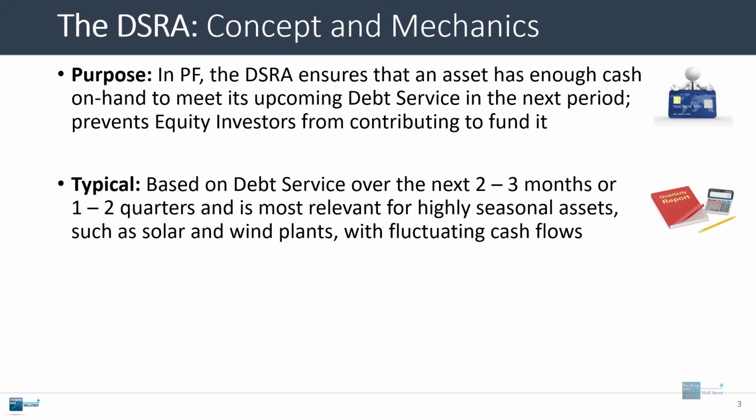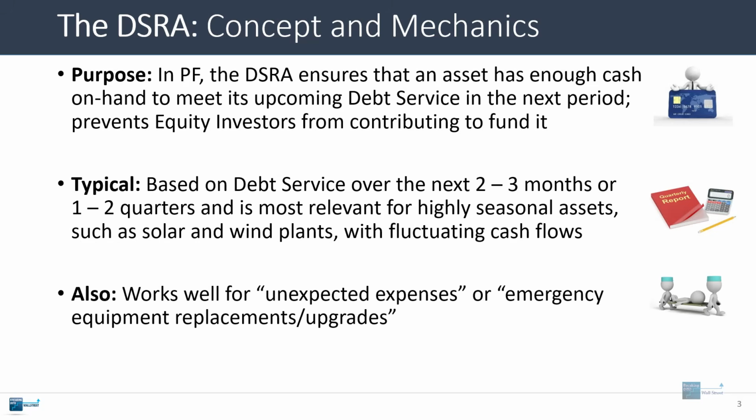Obviously, a solar farm is going to generate a lot more electricity in the summer months than in the winter months. So the cash flows are going to fluctuate quite a lot between the quarters and months of the year. But the debt service reserve account also works well when there's an unexpected expense or if there's some type of emergency equipment replacement or upgrade or something like that.